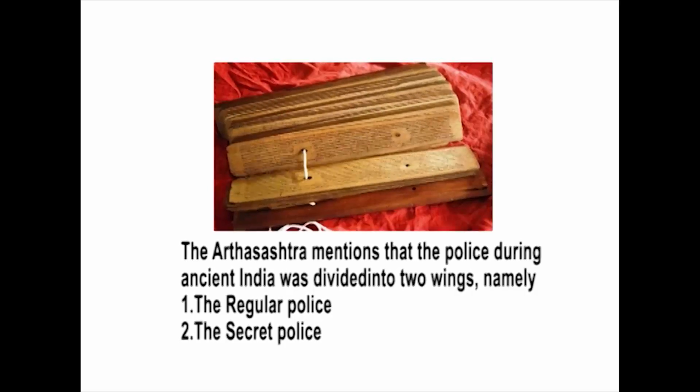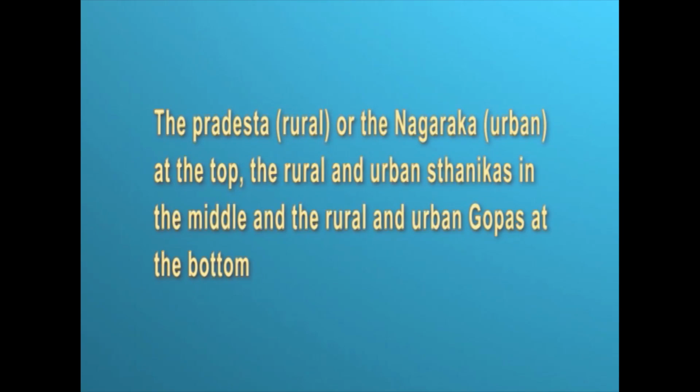The Arthashastra mentioned that the policing during ancient India was divided into two wings, namely the regular police and the secret police. The regular police consisted of three tiers of officials: the Pradeshta, that is rural, or the Nagaraka, that is the urban, at the top, the rural or the urban Sansthanikas in the middle, and the rural and urban Gopas at the bottom. In the course of his description of the Pradeshta's duties, Kautilya tells how an inquest was held in a case of sudden death. This involved a post-mortem examination of the body as well as thorough police investigation.